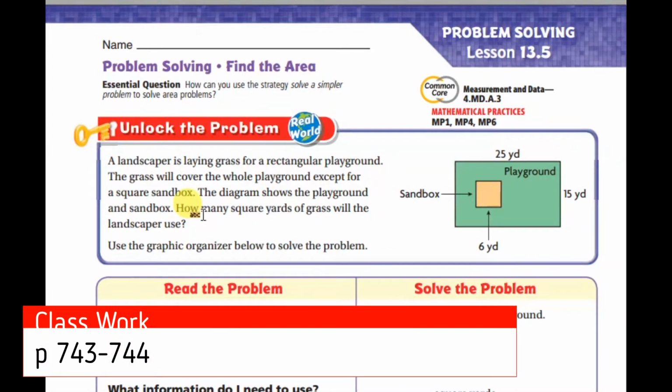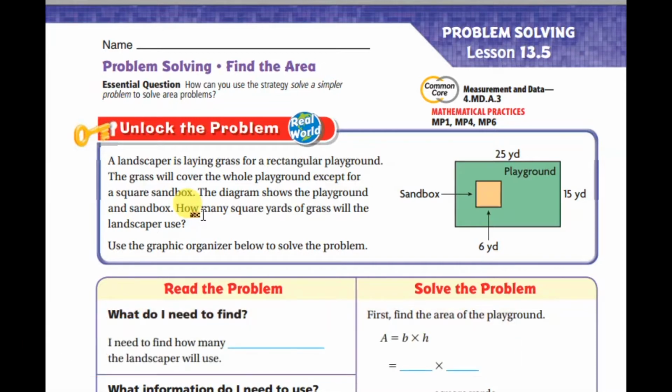This is Miss Suzanne. Today we will solve together Find the Area Problem Solving Lesson 13.5. The first thing, let's read the first example together.